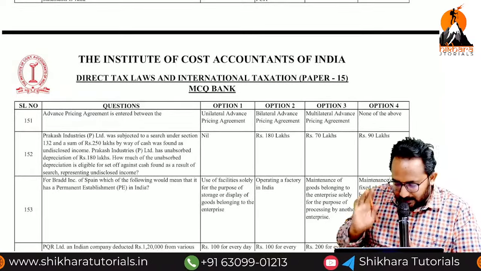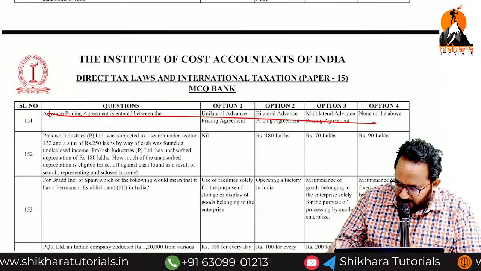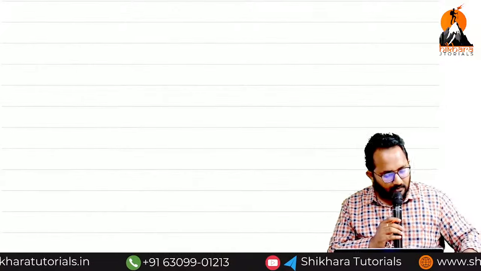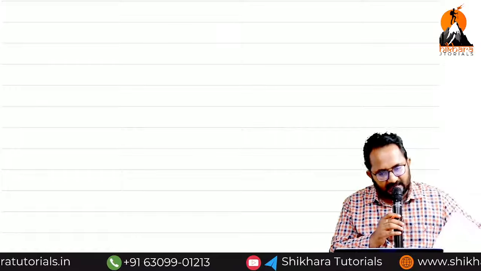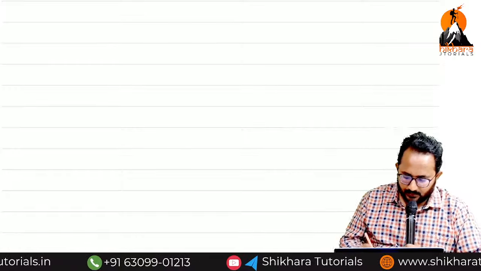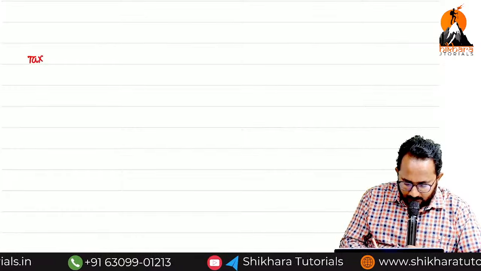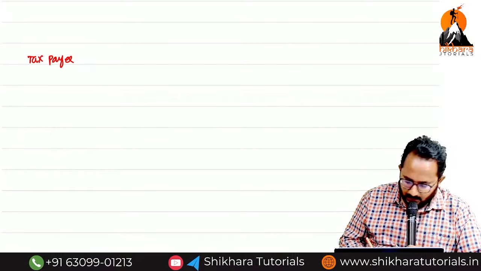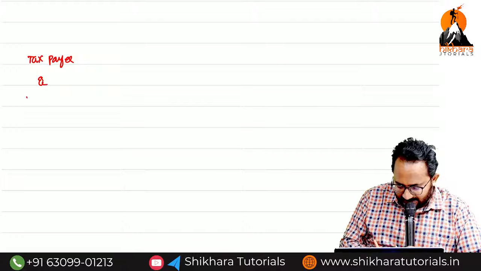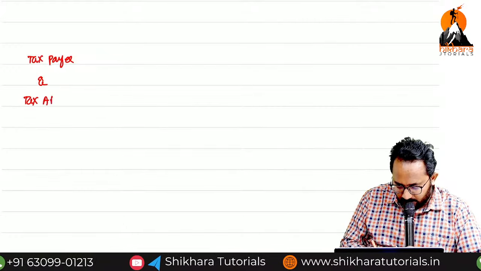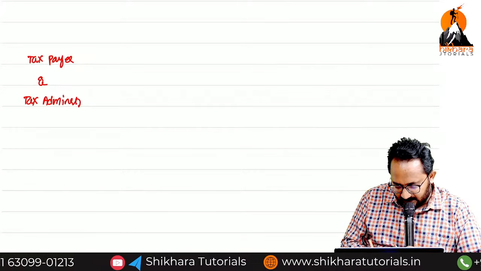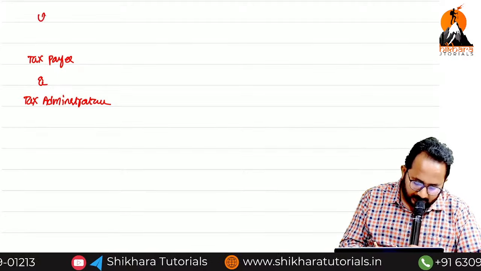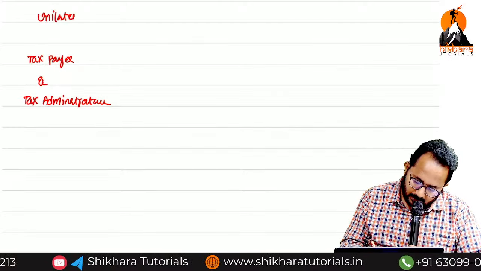Now I want to give you the clarity. This is also an important MCQ. Types of advance pricing agreements are there. Yes, I will tell you. If the taxpayer and the tax administrator, in our example CBDT, entered, it is called a unilateral APA.